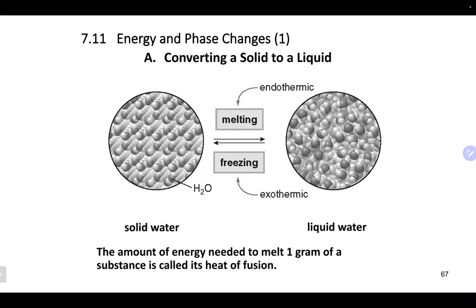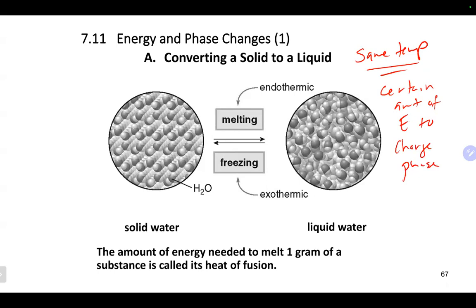But there is a certain amount of energy required to do nothing more than take a substance from one phase to the next. And for example, when we go from solid to liquid, which is the process of melting or freezing, this occurs at the same temperature. And it requires a certain amount of energy just to do that. So for example, at 0 degrees Celsius for water, that is when that occurs.